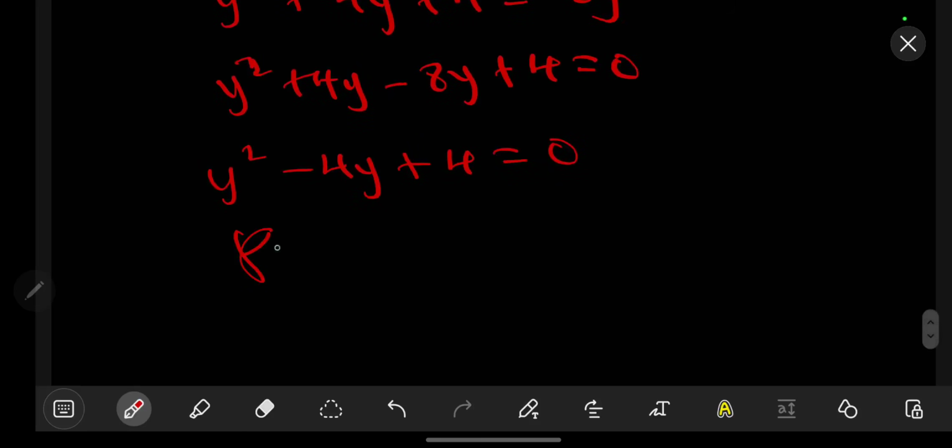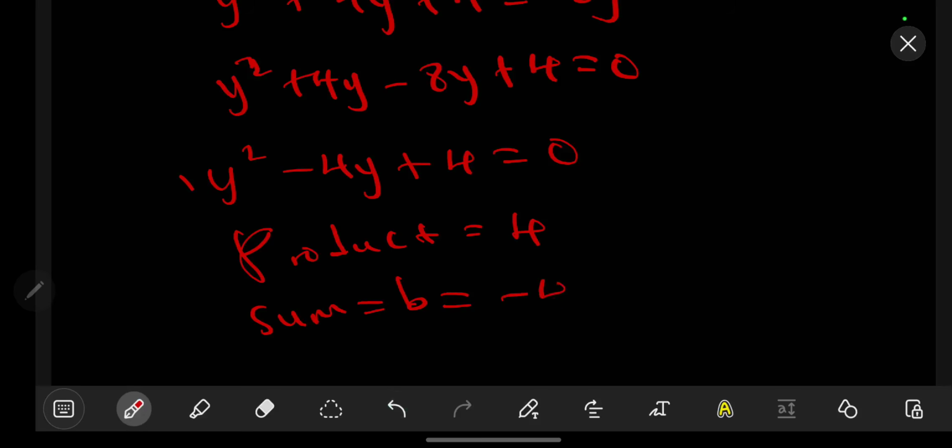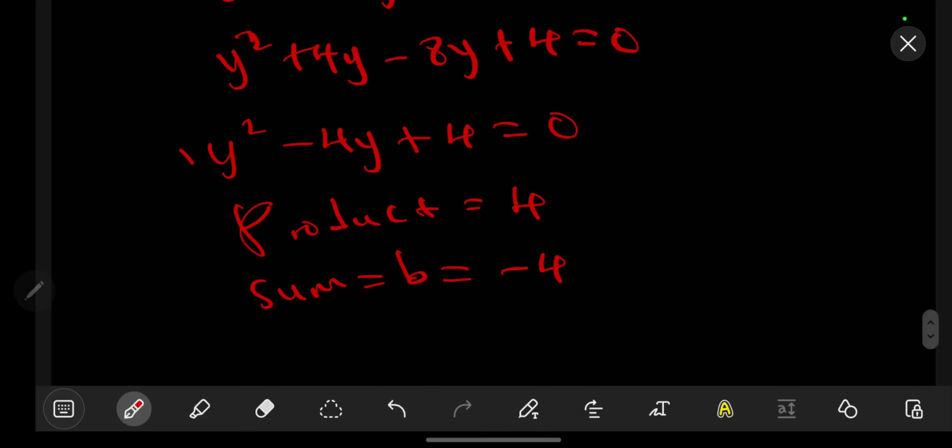Then we have our product should be equal to 4, when we multiply 1 by 4 is 4. Our sum should be equal to b, which is equal to negative 4. Then our factors, which are two numbers, which when we add them, they will give us negative 4. When we multiply, they are going to give us positive 4.